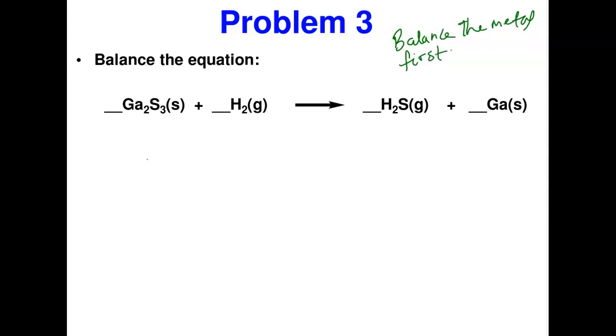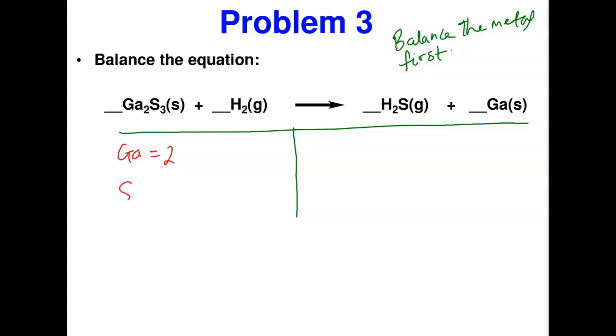If I'm going to do that, I'm going to draw my tables again. Remember, draw my table again. So I'm going to write out and count my atoms. If I'm counting my atoms, do that with red. So gallium here is 2, sulfur here is 3, hydrogen here is 2. I go this way again. Gallium here is 1, then sulfur here is 1, and hydrogen here is 2.